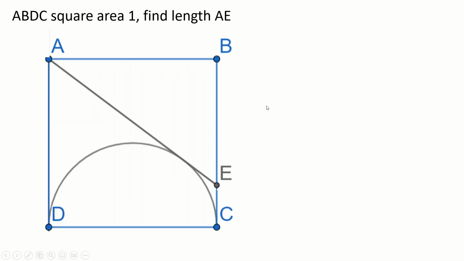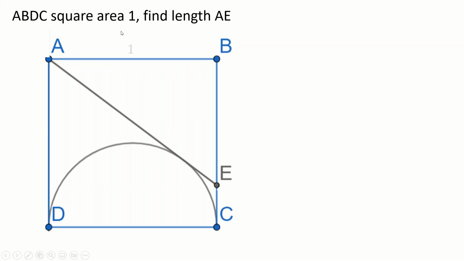This is a lovely question as well. I can't remember whether I wrote this question or whether I found it and then just put it in GeoGebra. Square is area 1, so find the length A to E, which is this diagonal length here. This is a semicircle here, if it wasn't obvious. And this is a tangent to the semicircle.